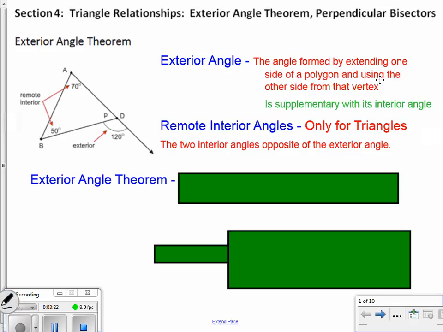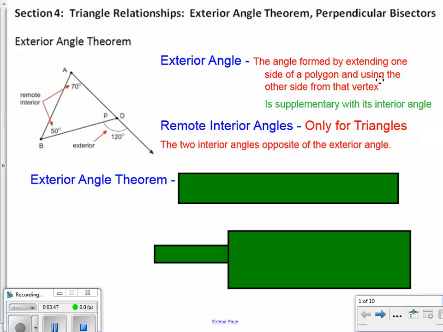Now you might be asking, okay, if I extend this one right here, would this angle be an exterior angle? Well, yes, it would. Again, if we know that this is 60, because it's supplementary to 120, well, then this one also has to be 120. It's the exterior angle at that spot. So yes, it would also be an exterior angle.